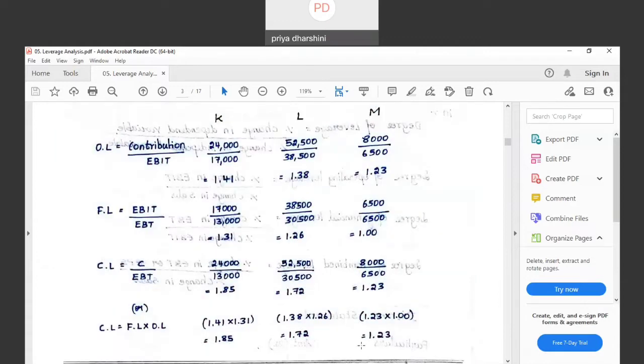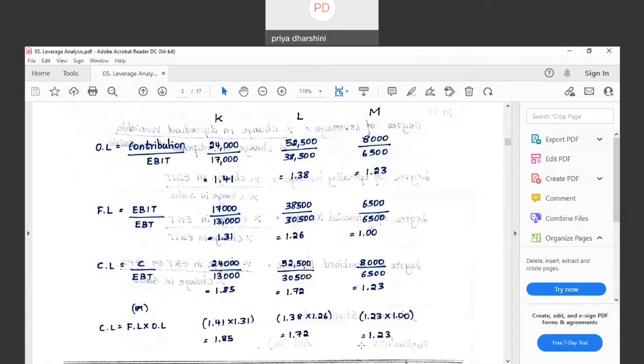Is this sum understood? You have to simply prepare your income statement. For operating leverage, it will be contribution by EBIT. For financial leverage, it will be EBIT by EBT. And for combined leverage, it will be contribution by EBT. What have they asked in this question? They are asking us for interpretation of results. How are you going to interpret the results?